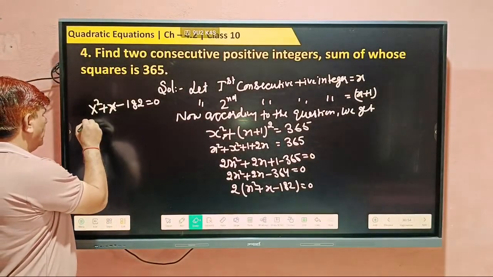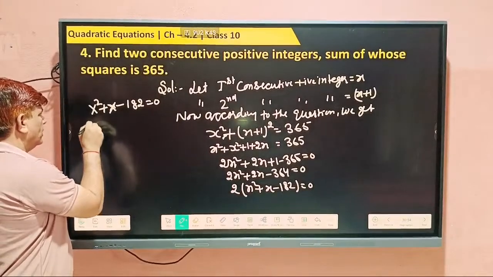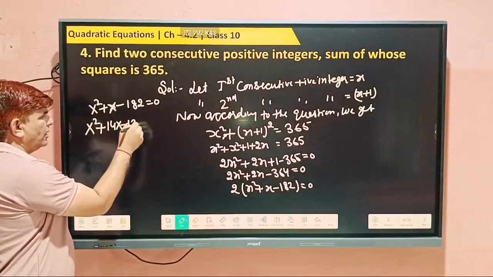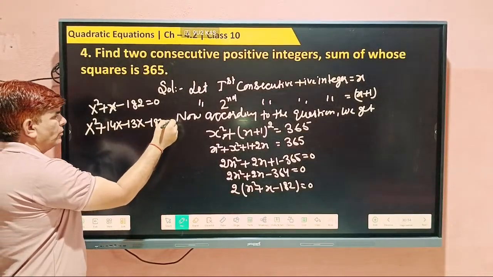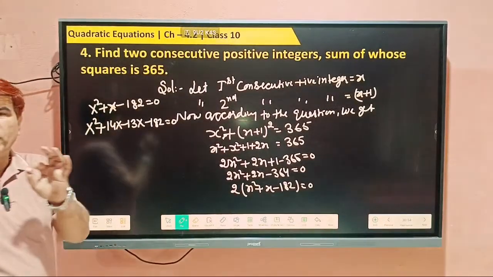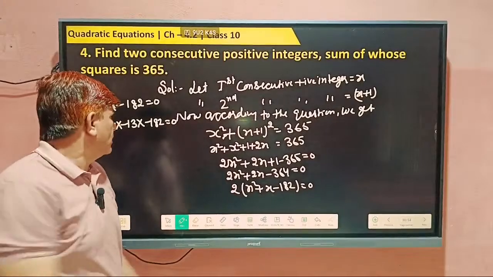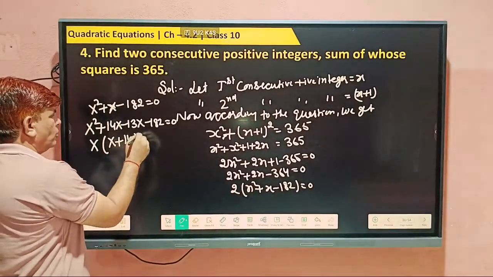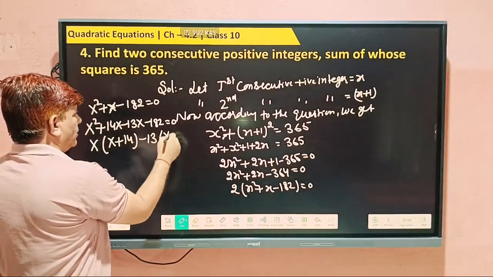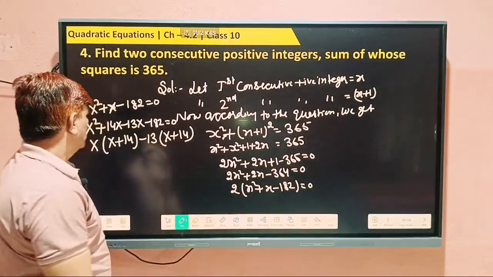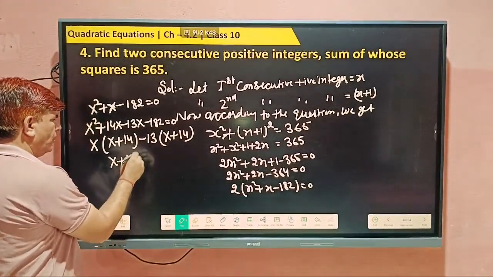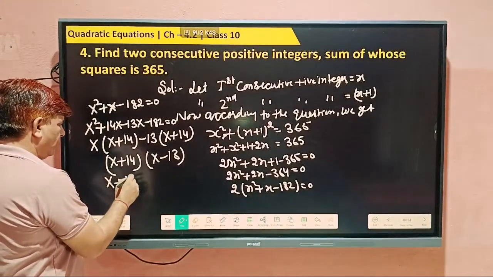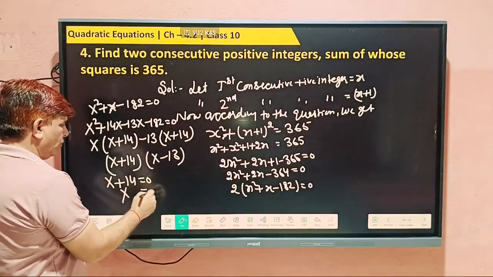So what can I write? x square I have written. x square plus 14x minus 13x minus 182 equal to 0. Here this is plus, this is minus. So definitely one is plus and one is minus. So what is common? x is common. x plus 14. What is common? Minus 13, x plus 14. So this is x plus 14 and here is x minus 13. So x plus 14 equal to 0, so x is equal to minus 14.